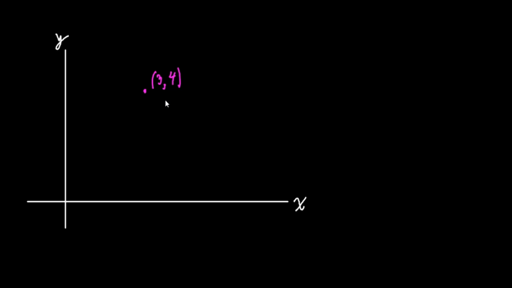Let's say I gave you the point 3 comma 4 in the xy plane, and I said, hey, I want you to find an equation that determines the slope of the line that goes through 3 comma 4 and any other point in the xy plane. So this equation will take in the x and y coordinates of the point that you chose, and the equation will spit out the slope of the line that goes through your point of choice and 3 comma 4.